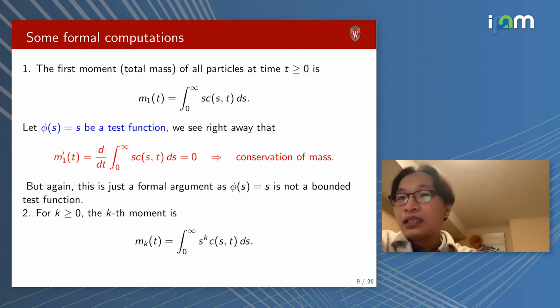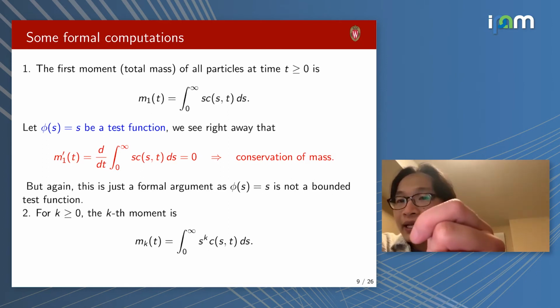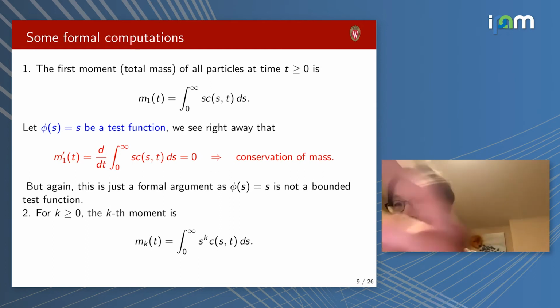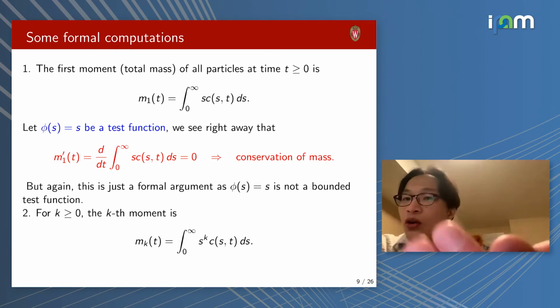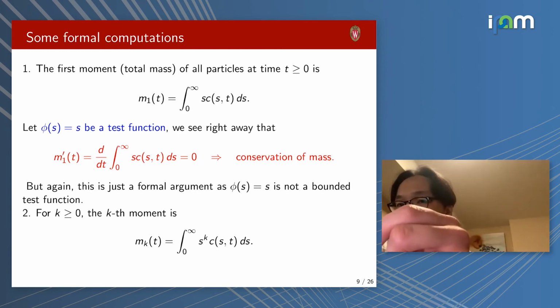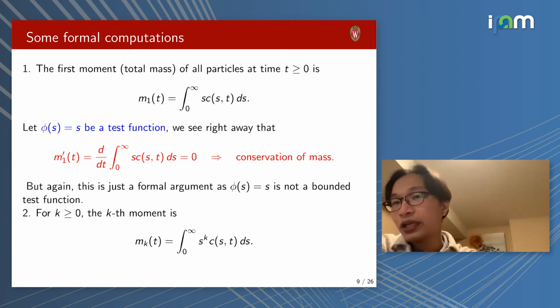And similarly, you can define the kth moment of the system to be just the integral from 0 to infinity of s to the k, c(s,t) ds. So that's the kth moment. And, formally, you can do computations with all the kth moments that you would like. You can do computation with second, third, and fourth, and so on moments. And most of the time the system is not closed, so it's a little bit hard to read off information, but sometimes we are lucky.